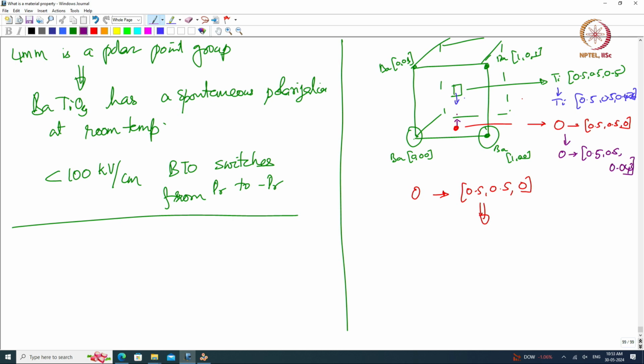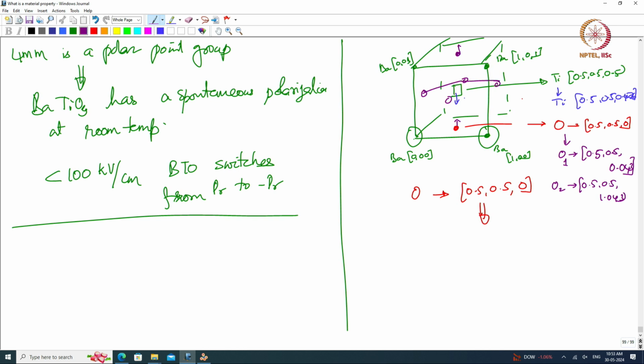So if this moved up by 0.043, this also would have moved up by 0.043, right. So oxygen 1 is at 0.5, 0.5, 1.043, and oxygen 2 has moved to 0.5, 0.5, 0.043, right. Then what about oxygens 3, 4, 5 and 6? Those are the oxygens in this plane, right.